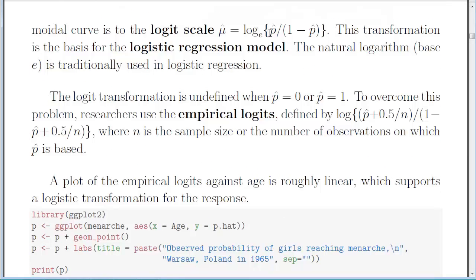So this logit transformation, however, is defined for most values of p, but not every value. If p equals 0, then we have 0 divided by 1, and log of 0 is sort of negative infinity or undefined. If p equals 1, then we have 1 divided by 0, which is undefined. And so we're going to calculate something called the empirical logits, which adds a little bit of a correction factor to help when we observe p hats, those observed proportions, as being zeros or ones.